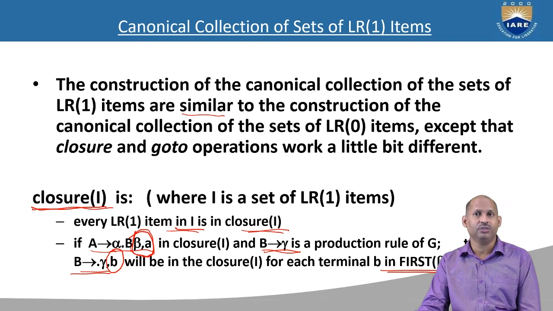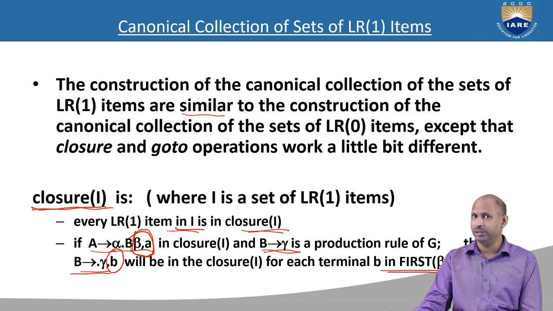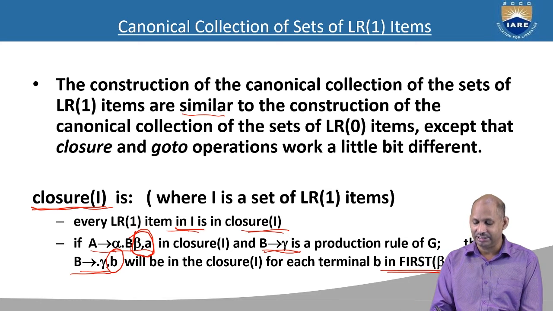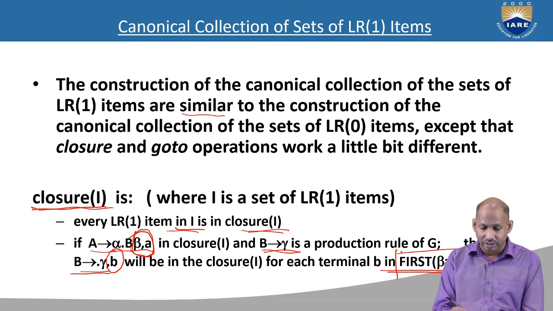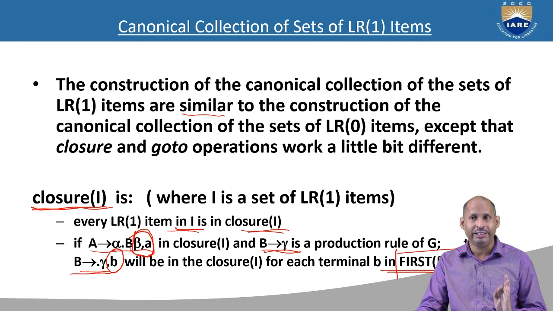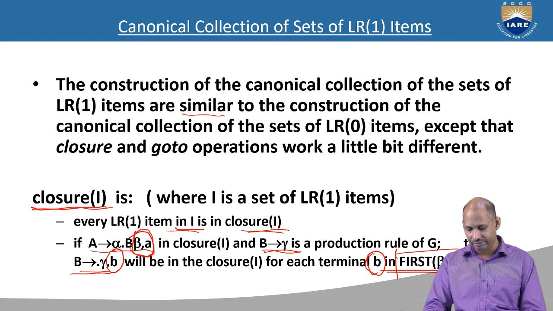If A gives alpha dot B beta, comma a, is in the closure of I, then we have a dot followed by a variable B, so we add the B production. Then B gives dot gamma is added, and it must be followed by a terminal as additional information. How do we find that additional information? It is the first of beta a. That is the main point: b is the first of beta a.